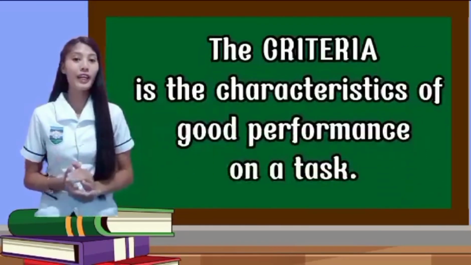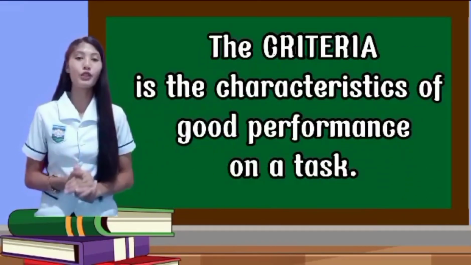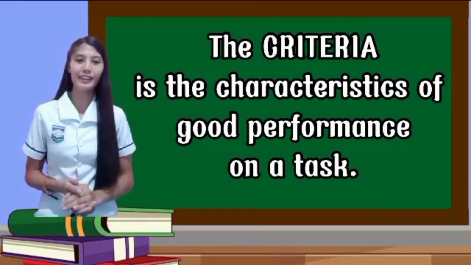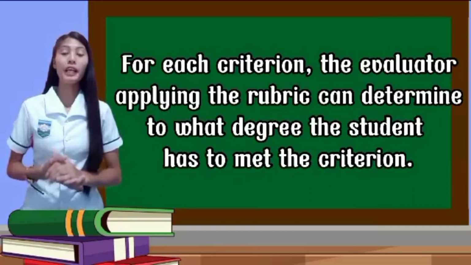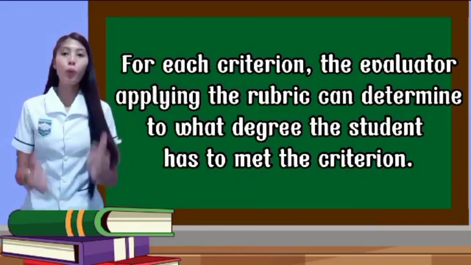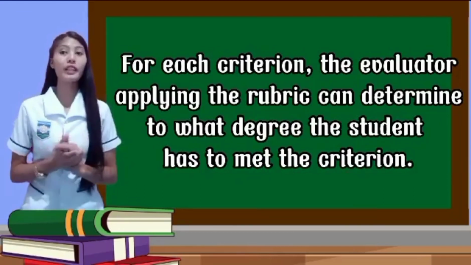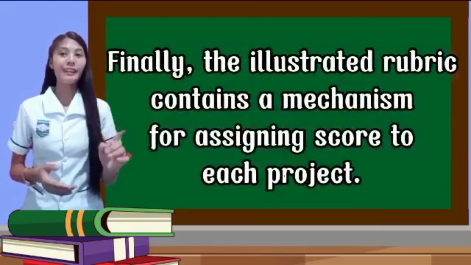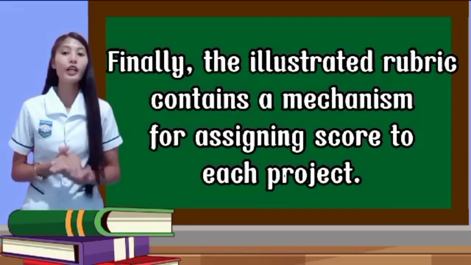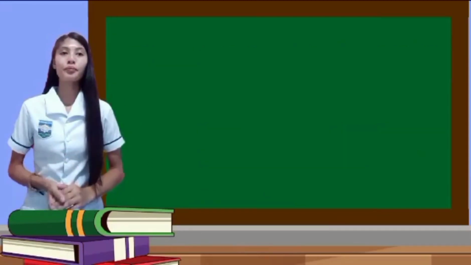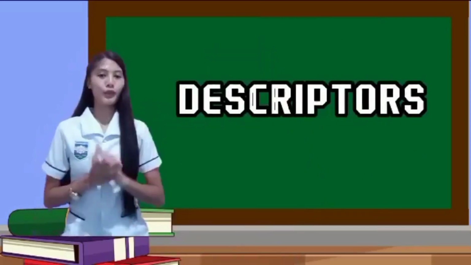The criteria are the characteristics of good performance on a task. For each criterion, the evaluator applying the rubric can determine to what degree the student has met the criterion. Finally, the illustrated rubric contains a mechanism for assigning a score to each project. The rubric includes another common but not necessary component, and that is what we call the descriptors.